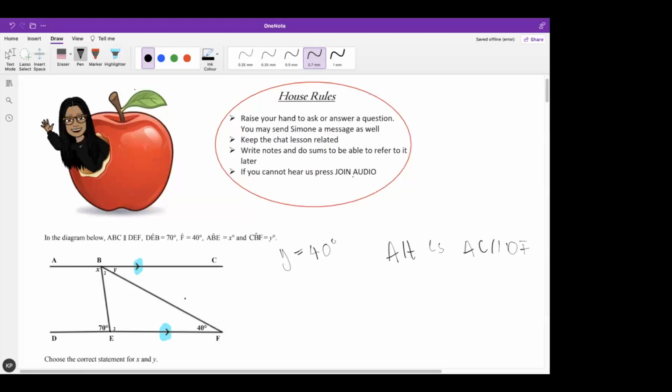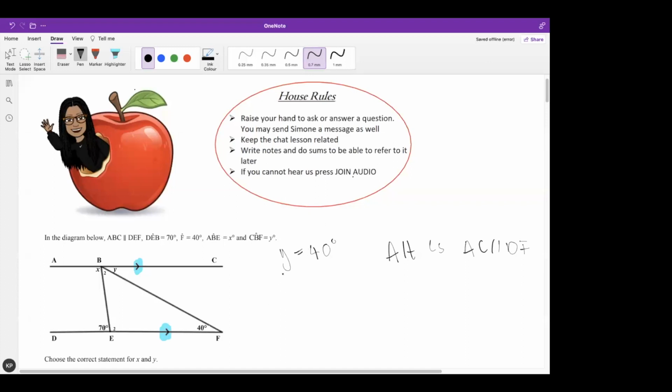I saw someone say something about X. I hope you knew how to do it. Balisa says 70. How did you get 70, Balisa? Manuel says alternate angles.